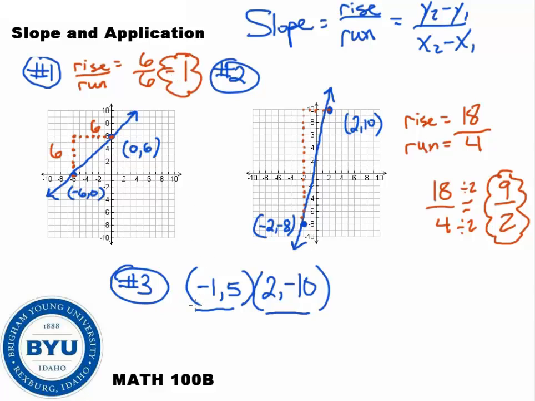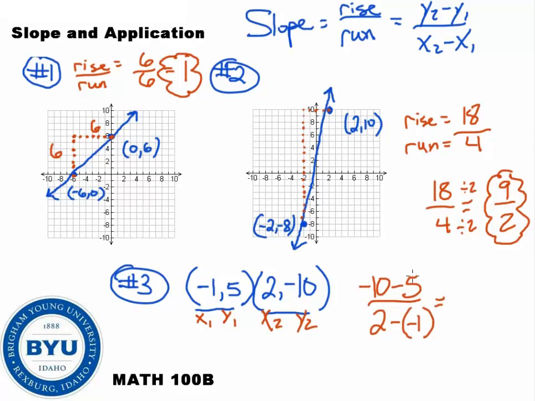Now this one here, you could have graphed it. I don't know if that's what you did. I'm going to go ahead and use the formula for this one. You could have used the formula for any of these. I'm going to call this x1 and this y1. And this is x2 because it's my second point, and y2. So I'm going to use this formula here, y2 minus y1, which is 5, all over x2, which is 2, minus x1, which is negative 1.